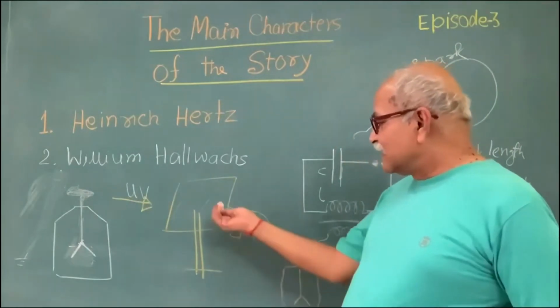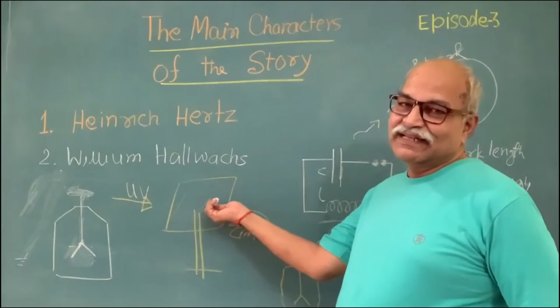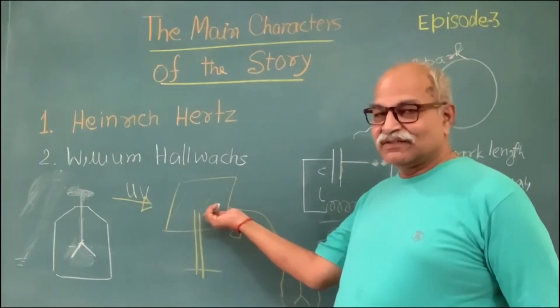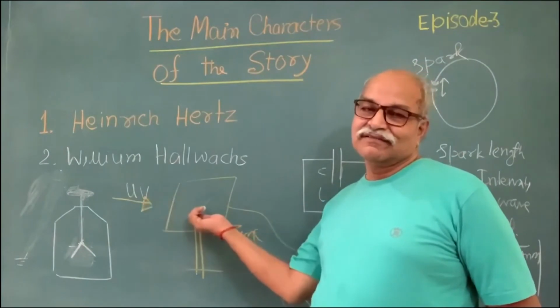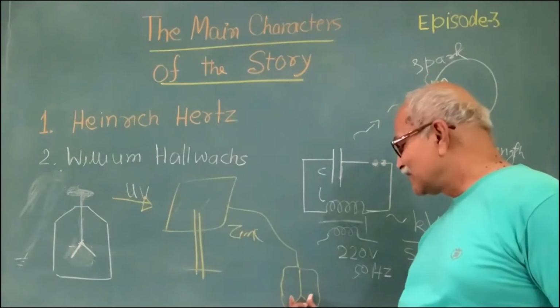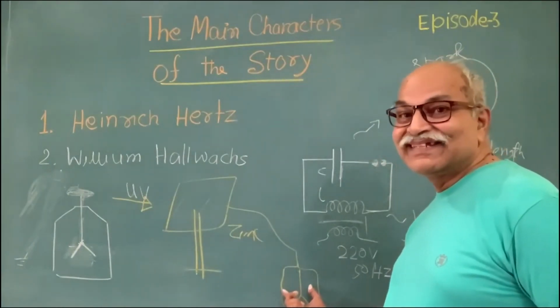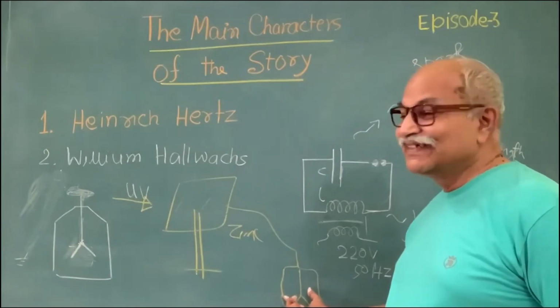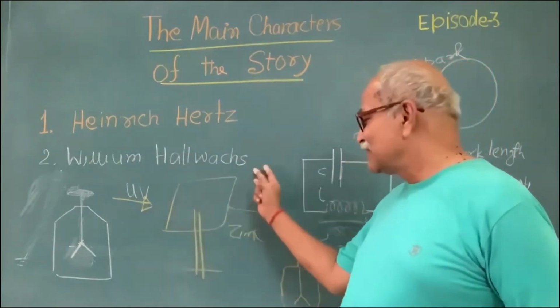So if it is negatively charged to start with, and then you shine this UV light on this, Hallwachs observes that the spread reduces. So the negative charge here is disappearing. Where is it going? That is being emitted from here.